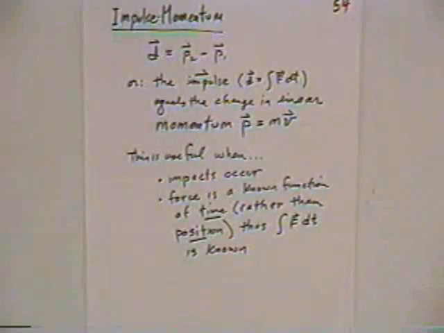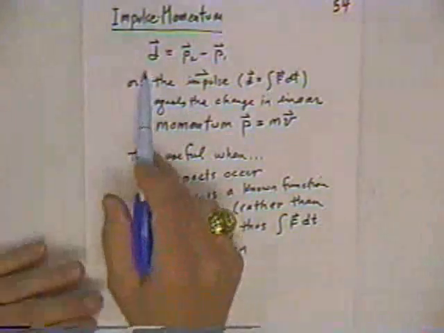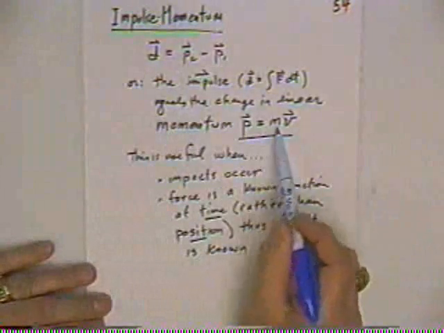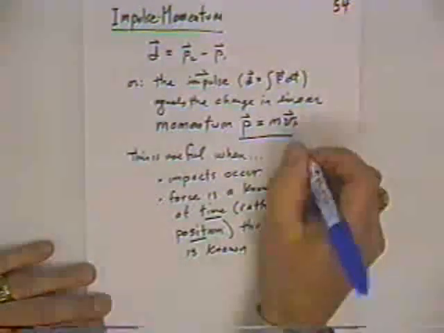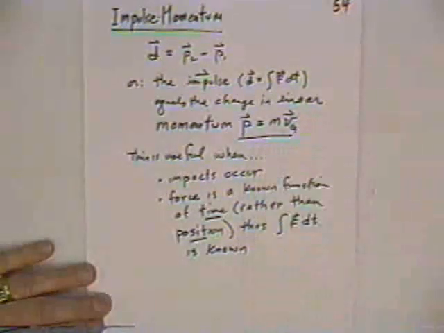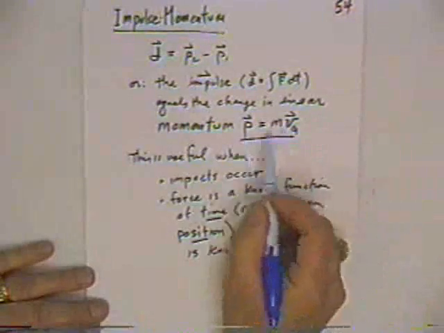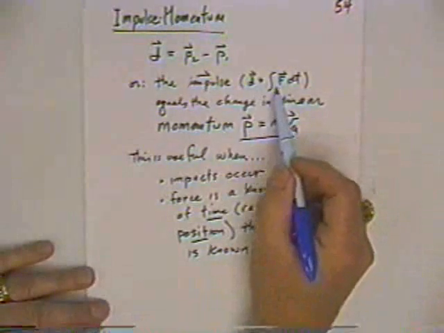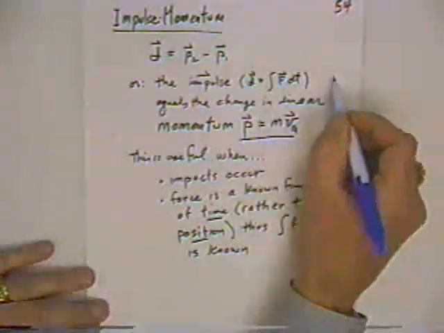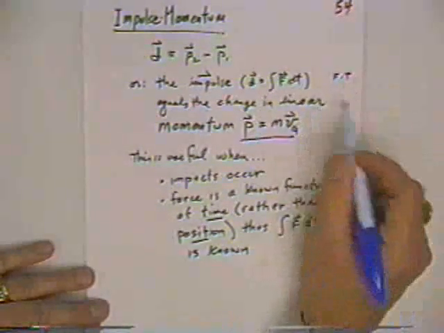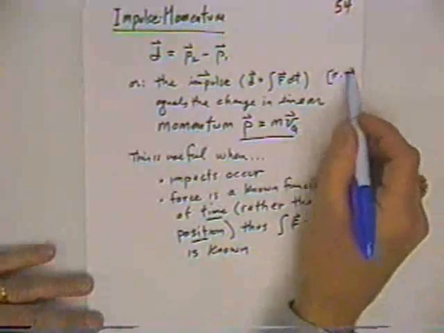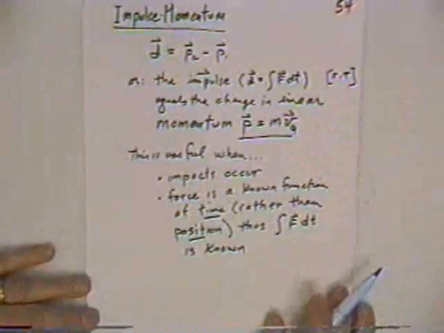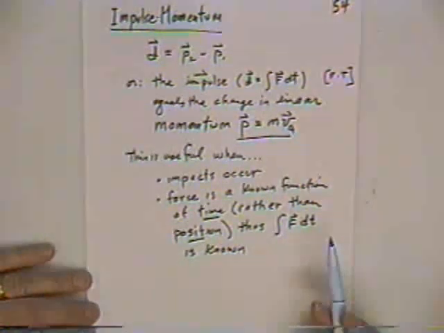The impulse momentum equation says that the impulse, I, is the change in linear momentum. Recall, the linear momentum, P, is mass times velocity vector. Okay? For a rigid body, it's mass times V sub G. Okay, but for a particle, it's just mass times v. The impulse is the integral of the force that acts over time. So it's got units of force times time, pound seconds or Newton seconds. Momentum has units of mass times velocity.